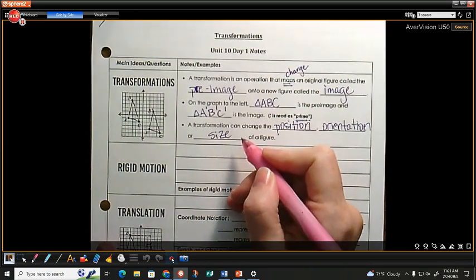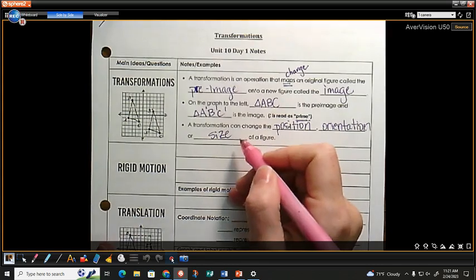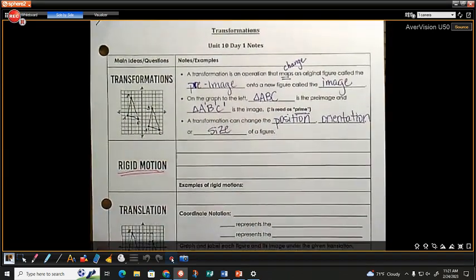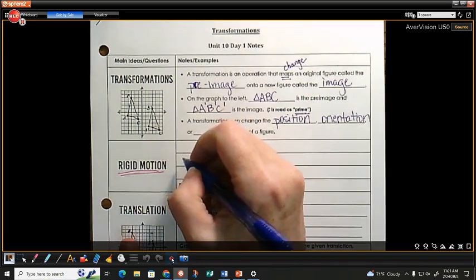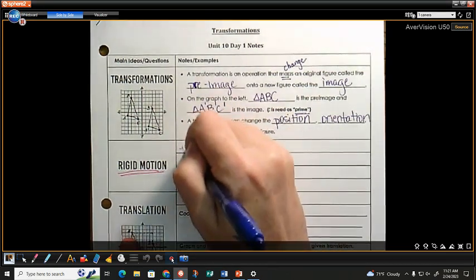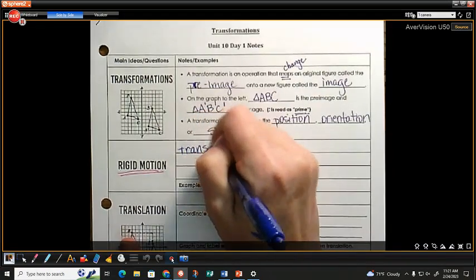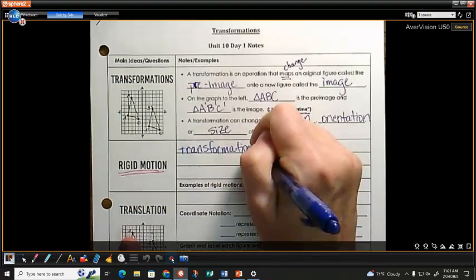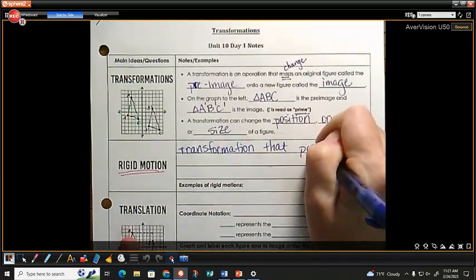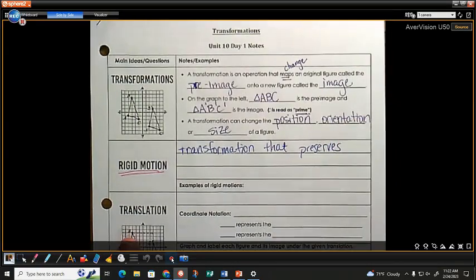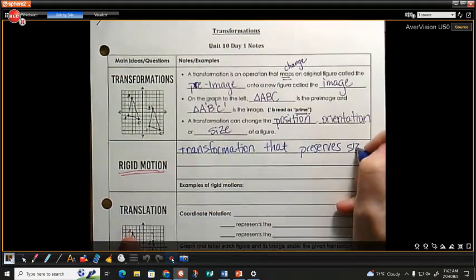Size is special because it is the only one that is not a rigid motion. So knowing that size is not considered a rigid motion, what do you think a rigid motion is? We know it's not a size change. So what is it? What do you think? It's a position and orientation changing. Okay, so what is preserved? What is kept the same? The size is. A transformation that preserves or keeps what the same? The size the same, and what else?